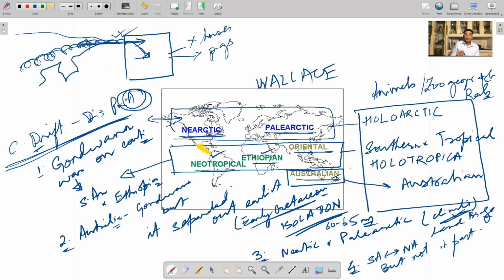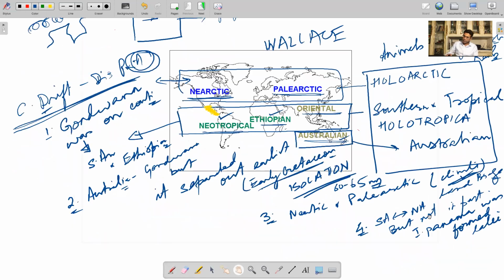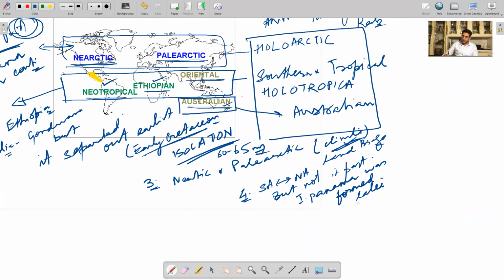This Isthmus of Panama was formed much later, during the Pleistocene and later. So the land bridge, the Isthmus of Panama, the narrow land bridge, was formed later. And therefore, the similarity between South America and North America is not much. Although some animals did cross over and some species did cross over, the similarity has not been much.